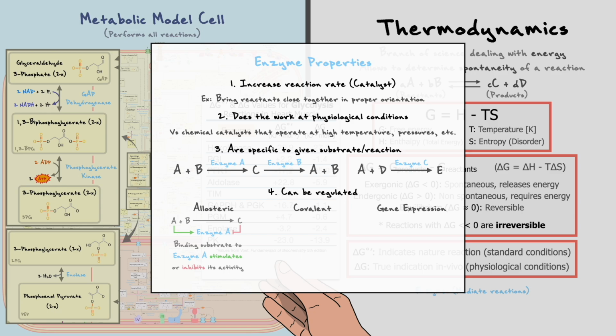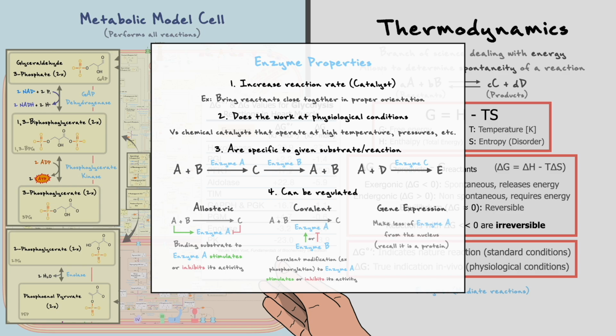Covalent control, if we consider our reaction again, arises via the interaction of a second enzyme that will covalently modify the structure of the first enzyme. Here again, this modification, which is typically a phosphorylation, will either stimulate or inhibit the activity of the first enzyme.